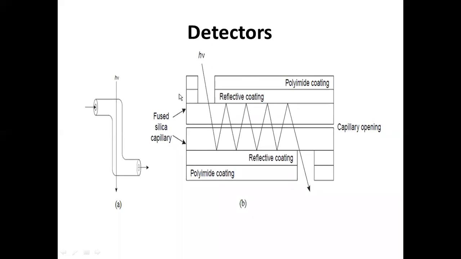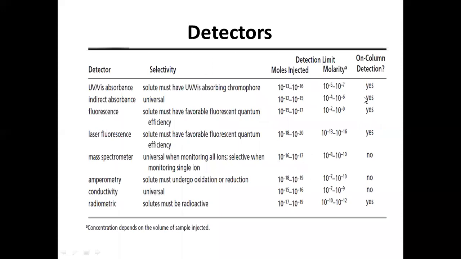So these are the two important types of detectors that we can understand for the easy functioning of the detectors while detecting the solutes in capillary electrophoresis. And this table summarizes other varieties of detectors which are commonly employed in capillary electrophoretic separation, including UV visible absorption detectors and indirect absorption detectors, which are called universal detectors, having a detection limit of 10 to the power minus 4 to minus 6 molar. So this is less sensitive than the UV visible absorption detector.